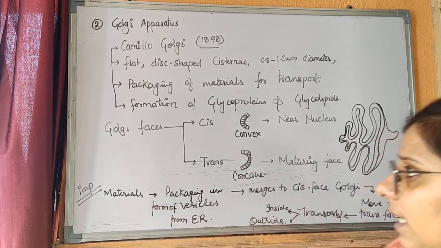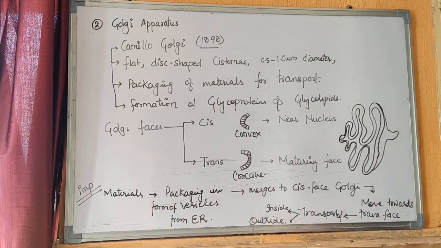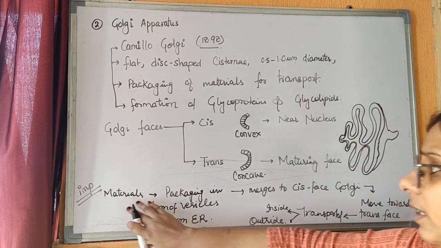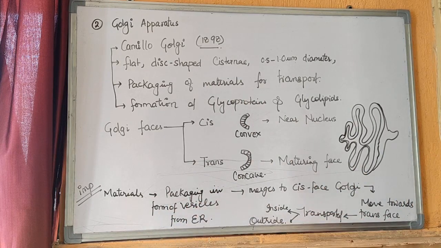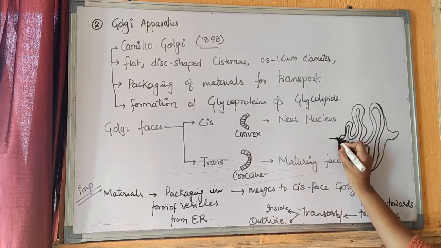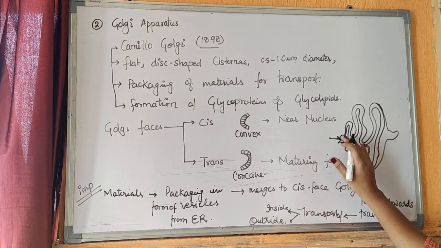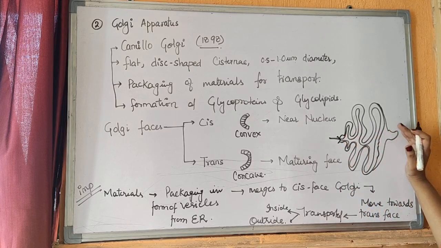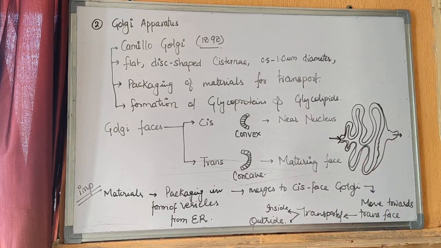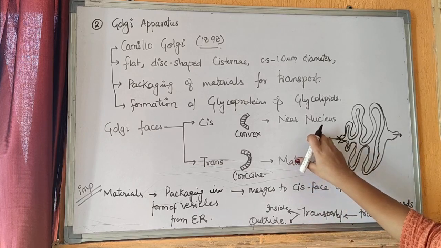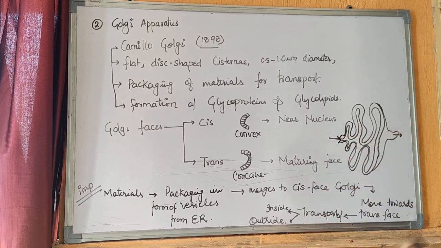The most important point is that the Golgi apparatus is involved in transport and packaging, where the molecules or particles which have to be packaged in the form of vesicles from the endoplasmic reticulum merge with the cis face of the Golgi and move from one cisterna to another and get encapsulated, and then they move out through its maturing face, and are moved into the cytoplasm if they are required there, or outside the cell where they have to be sent.